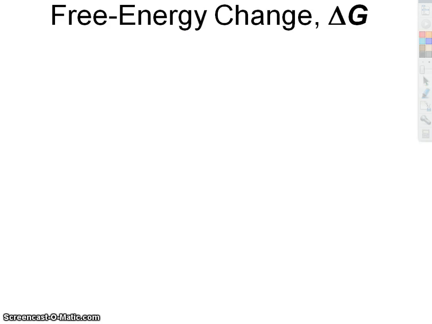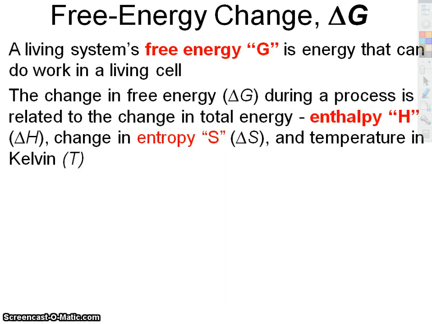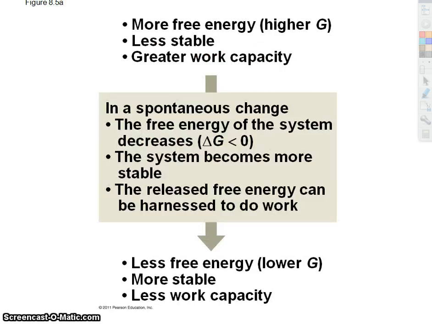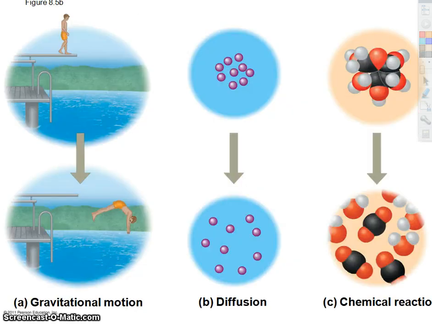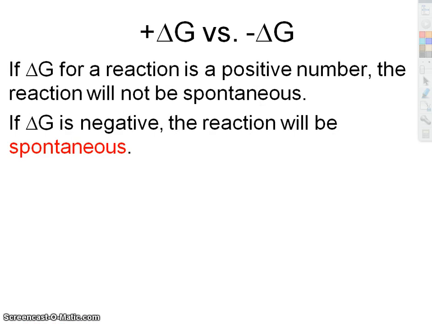And then we got to this formula, correct? Okay, so free energy, we said, was the energy that's available to do work in our cells, and that the change in free energy is related to the total energy that something has minus the change in entropy. And then temperature had an effect on this. And then did we go through, I know I told you this, and this, and then this, right? Spontaneous and not spontaneous.